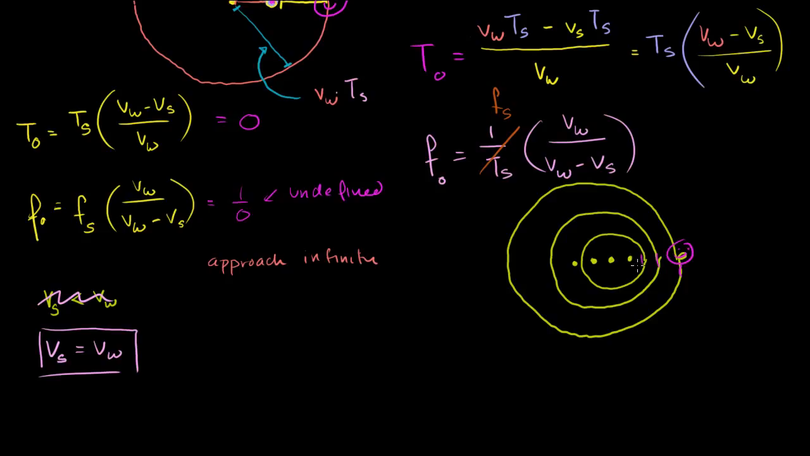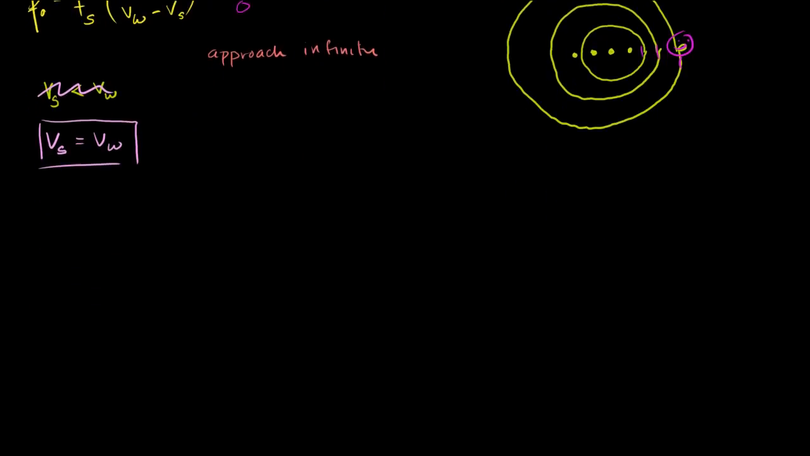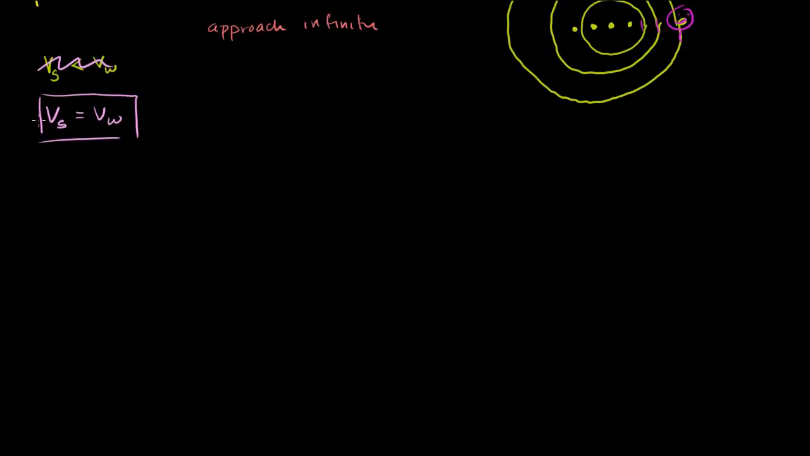So let's think about what happens when he is exactly moving at the speed of the wave. Let's say that the source is here now. This is right where he is, and he's right about to release a new crest. So where was he one period ago? Let's say he was here one period ago.